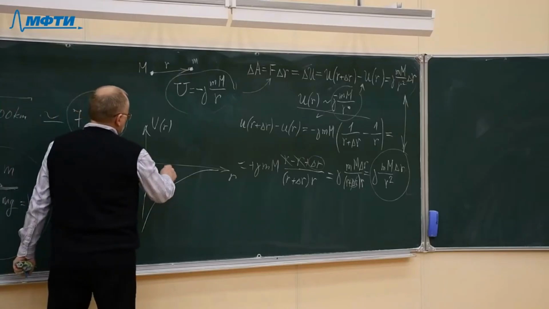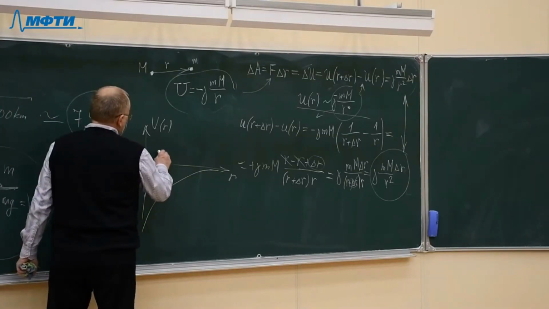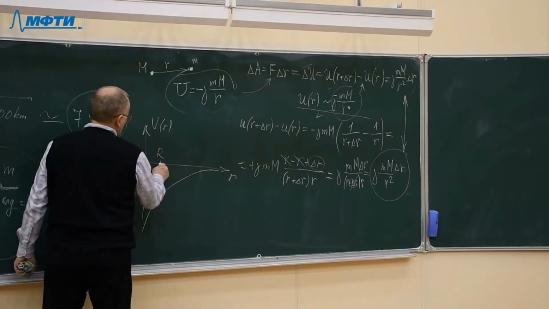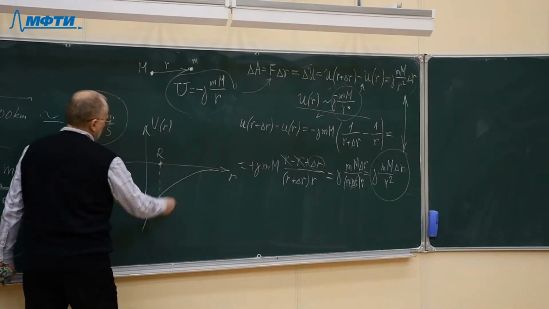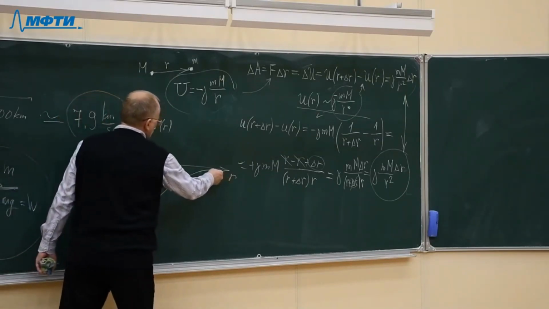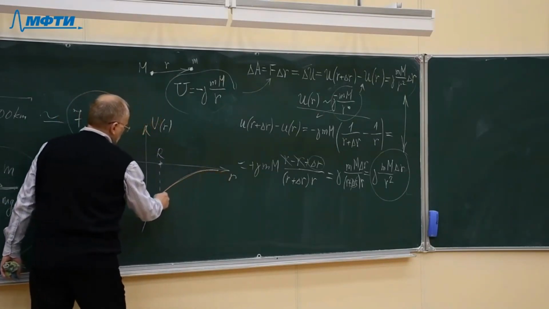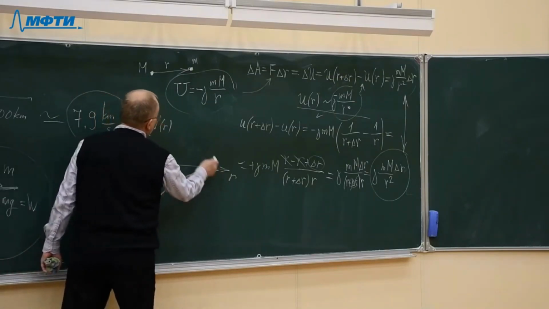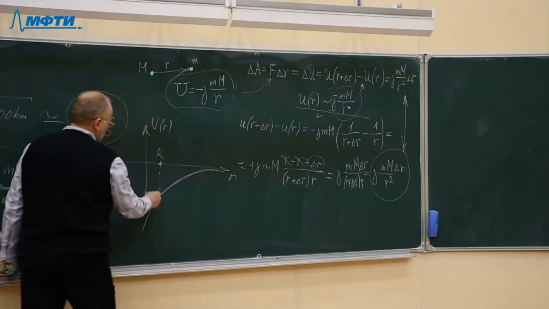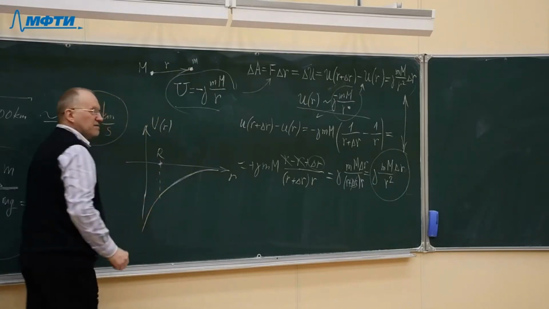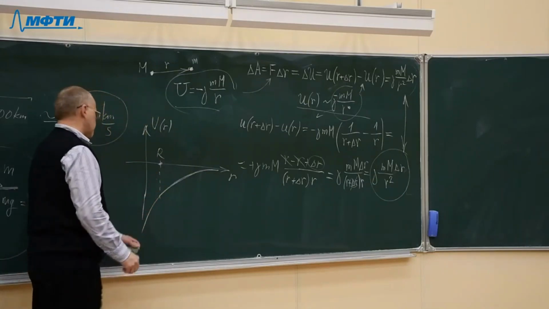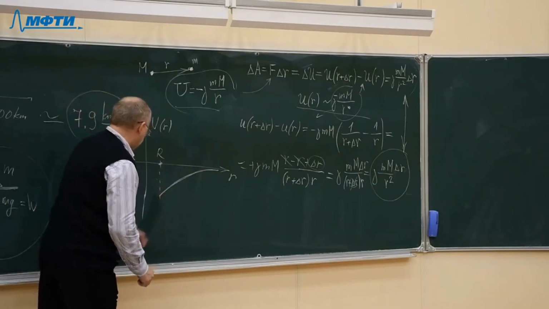Now, if this is the radius of the planet, then outside the planet the potential energy is described by this function. But what happens inside the planet, we don't know. We will solve this problem separately. That will be a separate problem.